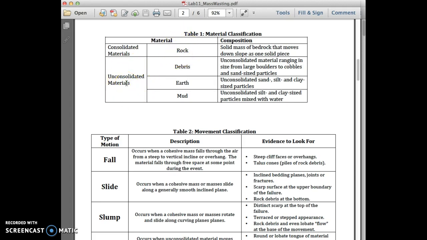Unconsolidated materials are things that are not attached together, and they move chaotically, and we then categorize them based on their size. If it's very large, so things from boulders to cobbles, think fist size or bigger, and also small things, we call it debris. If it's more in the sand size to silt size particles with some clay size particles in there, we call it earth. And if it's really fine, we call it mud. So this would be that silt to clay size sediment particle.